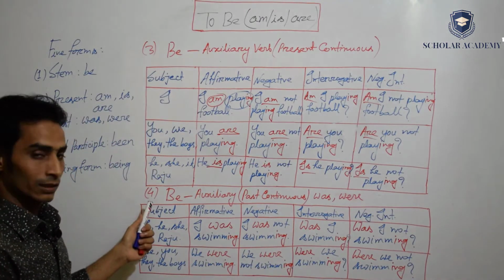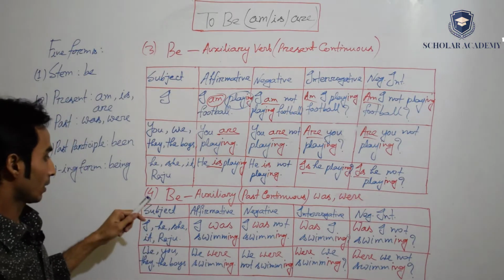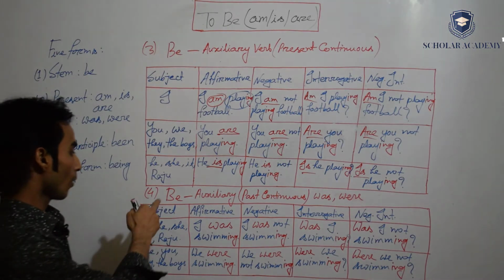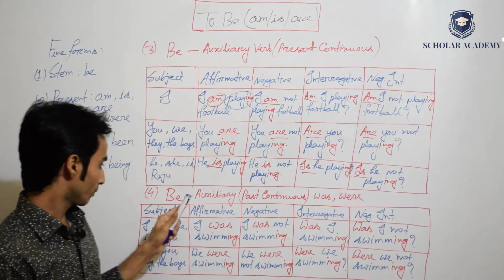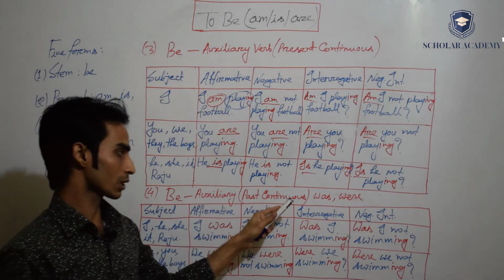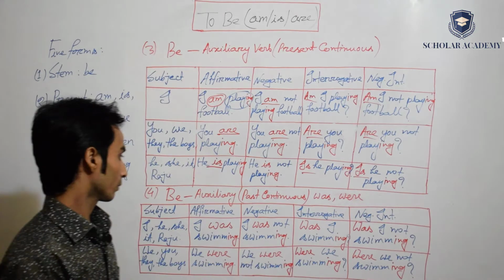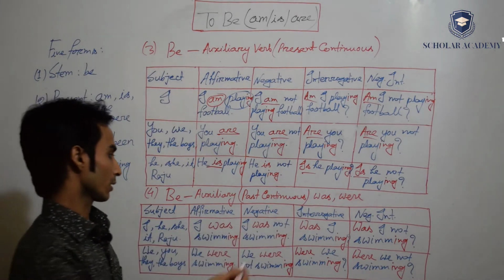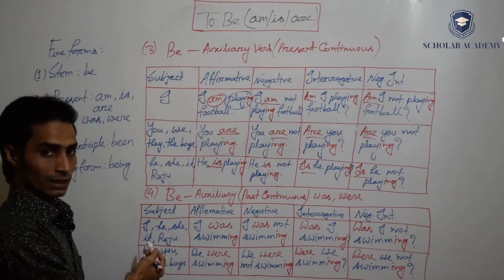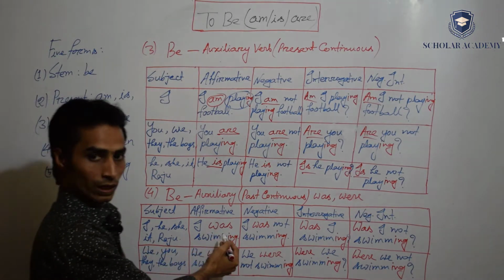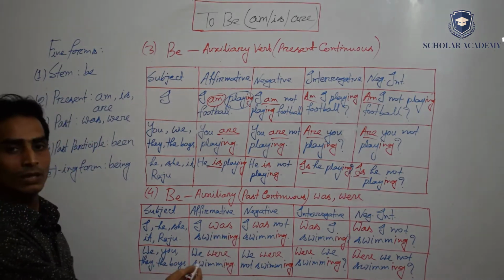So another way of using be is, first, be is used in past continuous tense. Then the first form of be is was, were. Okay, so if the subject is I, including third person singular, we will have to use was, and in other cases we will have to use were.